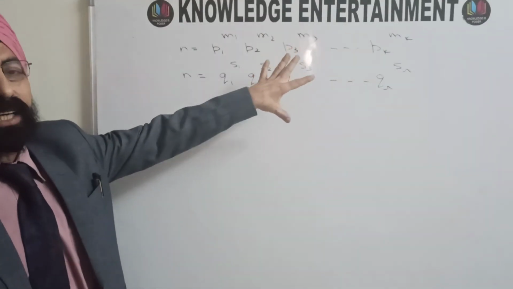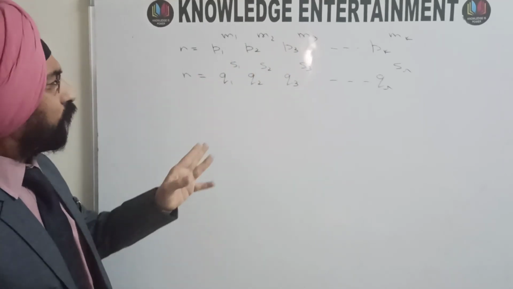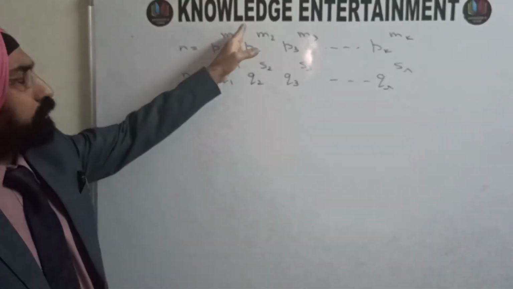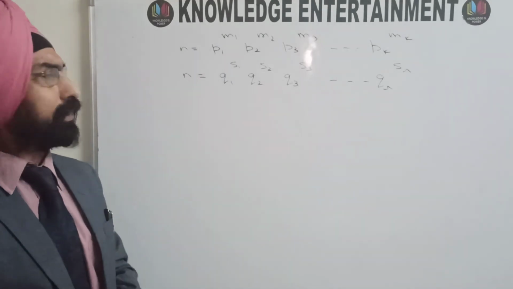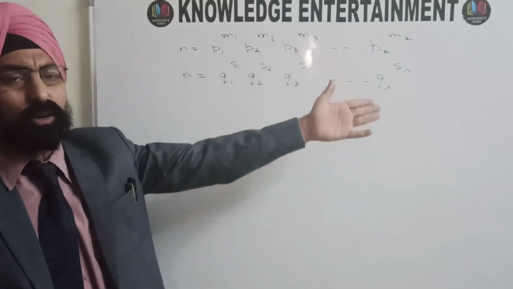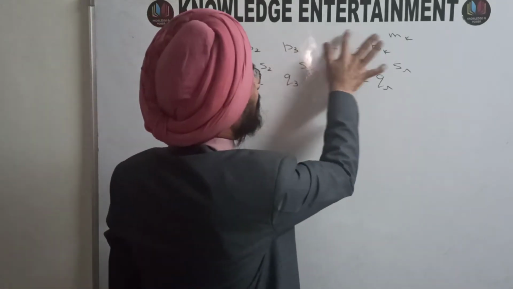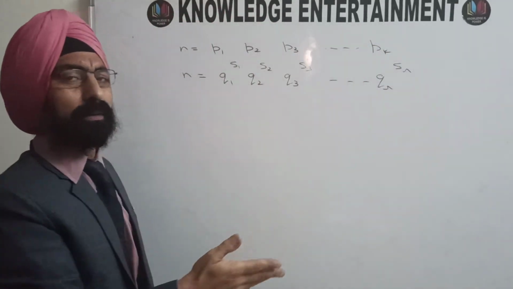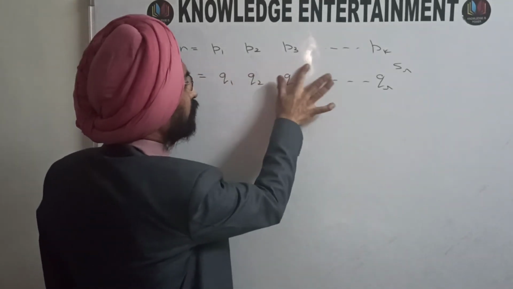Suppose n is an integer which can be expressed as a product of powers of primes in two ways. So what will happen in that case? First of all, p1 power m1 can be written as p1, p1, p1, p1, p1, m1 times. Similarly, p2 power m2 can be written as p2 multiplied m2 times. So this can be written as a product of primes. I'm leaving the powers now because these p1, p2, p3 may also coincide. They may not be different; some of these may be the same.